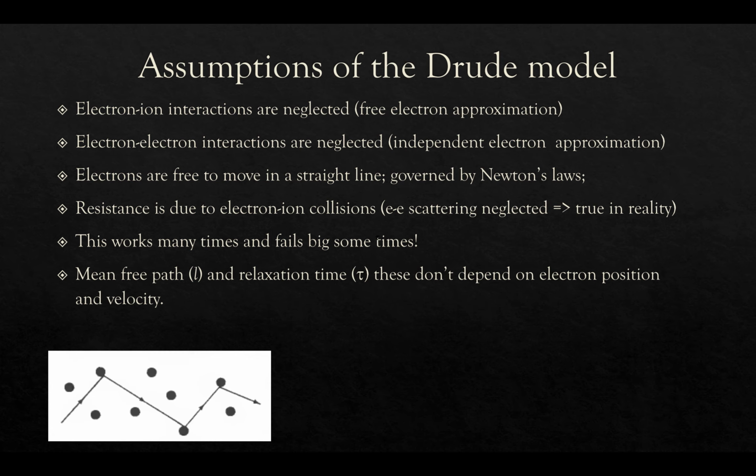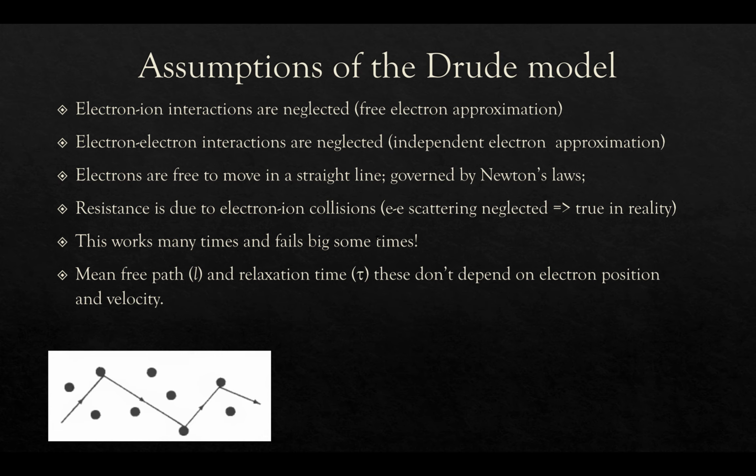So now we'll go on to the assumptions of the Drude model. Electron ion interactions. Ion means the nucleus plus the core electrons. That's called the ion. So the electron ion interactions are neglected. This is called the free electron approximation. Kindly remember this. I will be using these words, free electron approximation, several times in the course. Free electron means the electron does not interact with the ion.